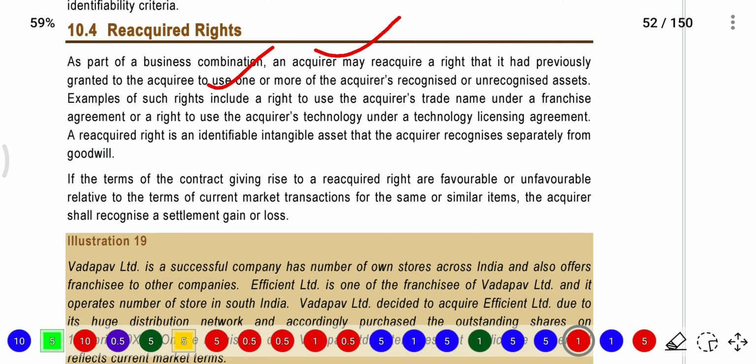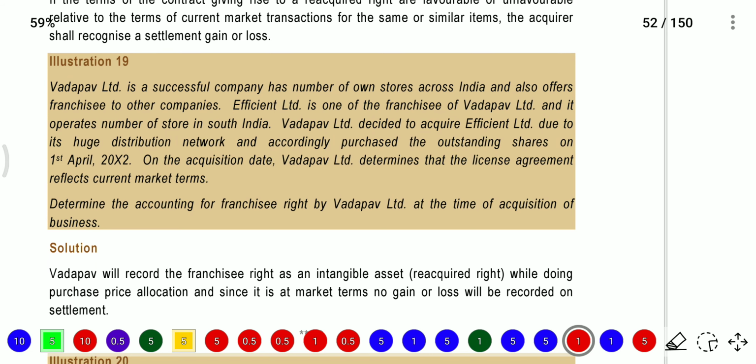If the terms of the contract give any reacquired rights, whether favorable or unfavorable relative to the current market transactions for the same or similar items, the acquirer shall recognize the settlement gain or loss. They provided illustration 19.